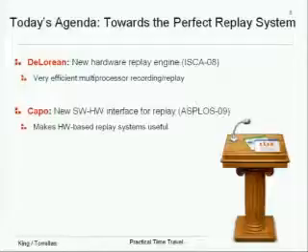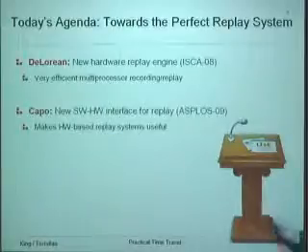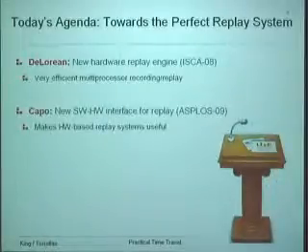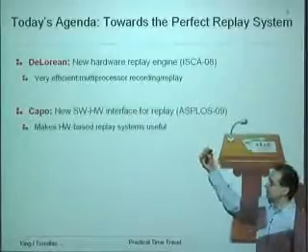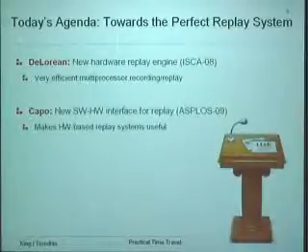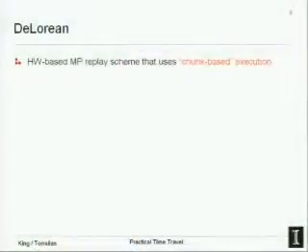This is a very efficient way of recording and replay. The bulk of the talk, however, will be on a new software-hardware interface for replay. This appeared in ASPLOS a month ago. And the idea is, how do you design an operating system to make hardware-based replay systems useful? So what's DeLorean? DeLorean is the motivation for this work. It's a hardware-based MP replay scheme that uses chunk-based execution.